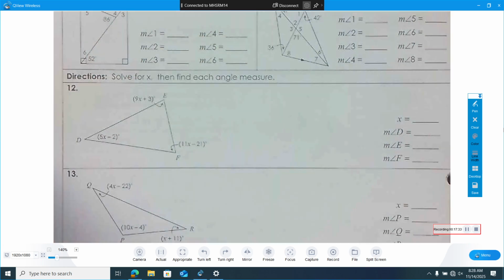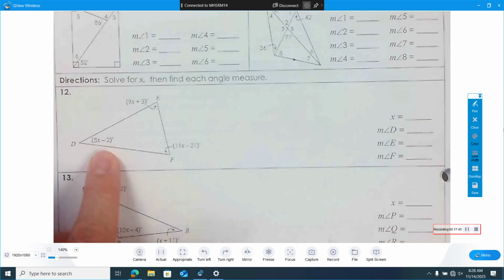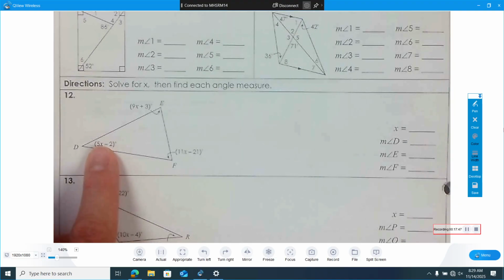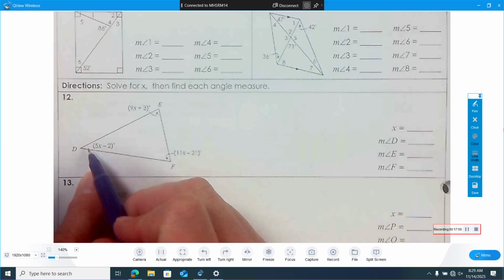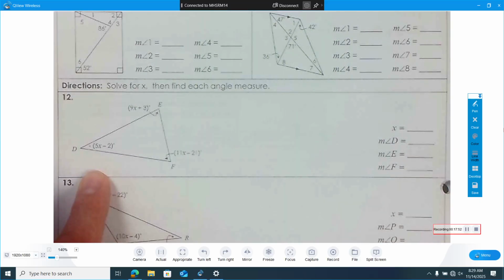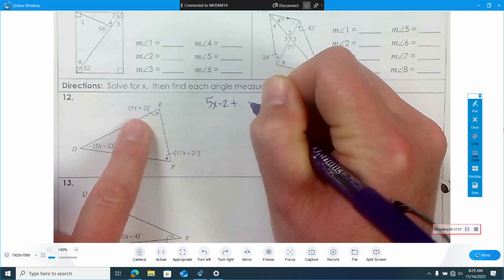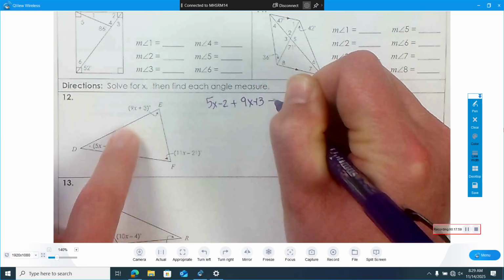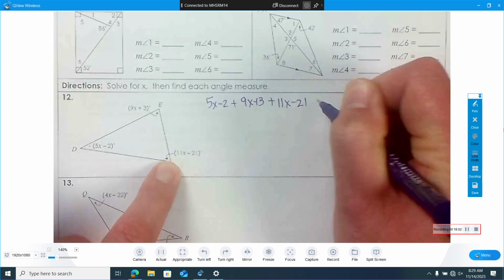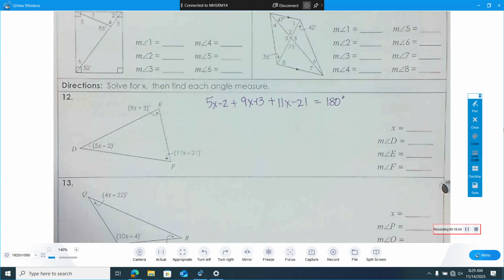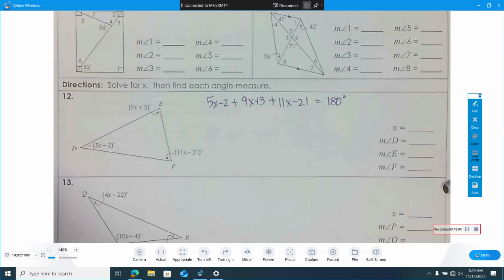Sure. If they say, in triangle ABC, what should you draw? Triangle, and label it A, B, and C for the vertices. So draw the triangle, label the triangle, fill it in. Much like we've done already for you here, fill in the angle measures. Because all 3 angles should add to be what? 180. So 5x minus 2 plus 9x plus 3 plus 11x minus 21 should all add to be 180 degrees. All 3 angles add up to be 180 degrees.